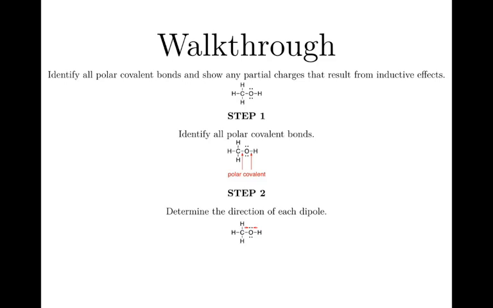In the last step, we indicate the location of the partial charges. The more electronegative atoms get what's called a delta negative sign, and the less electronegative atoms get the delta positive signs. The delta negative and delta positive indicate whether the atom is electron rich or electron poor.